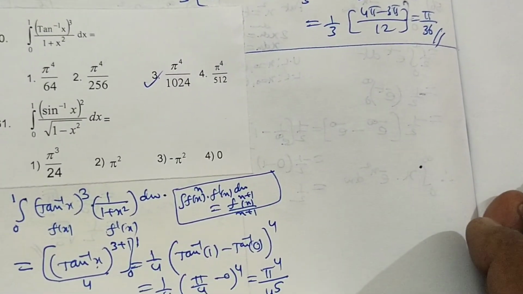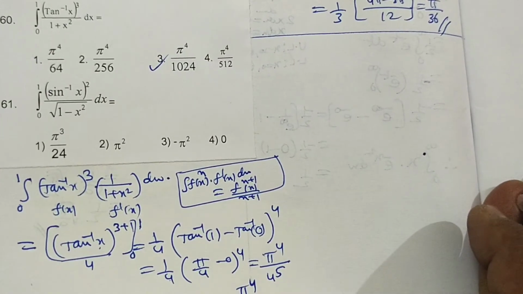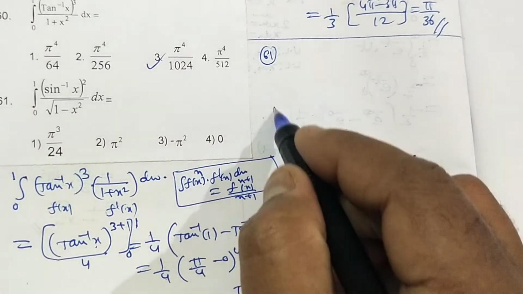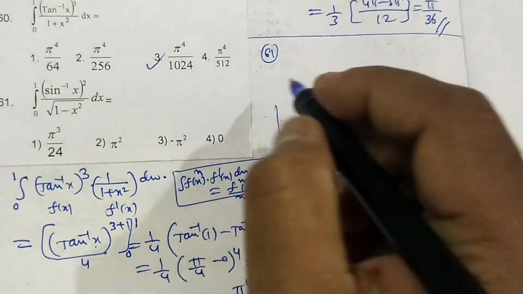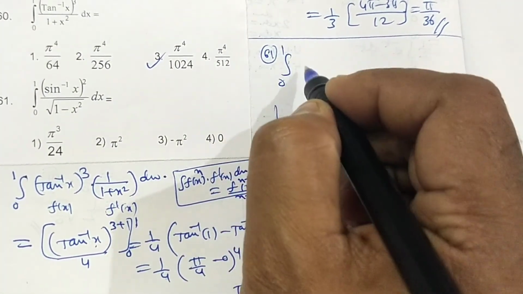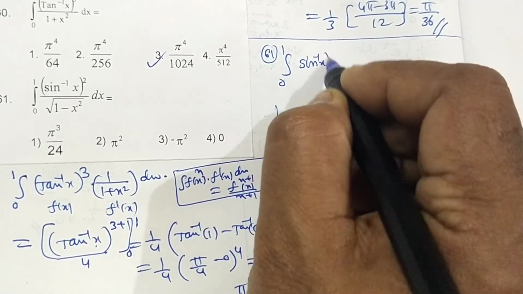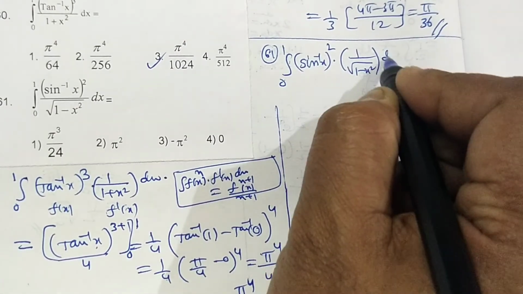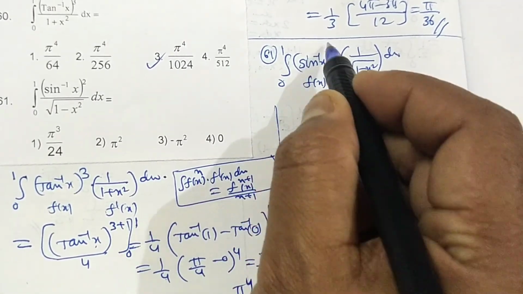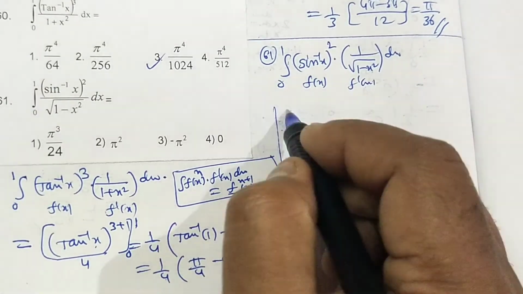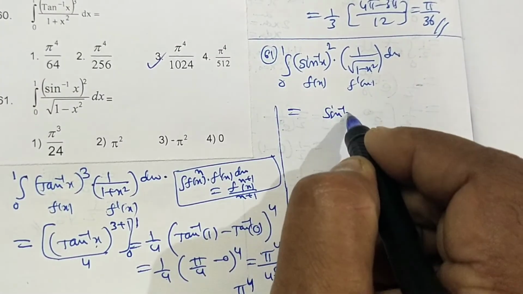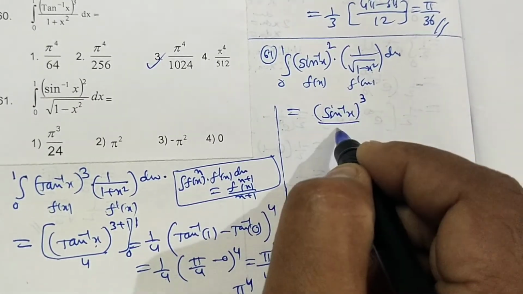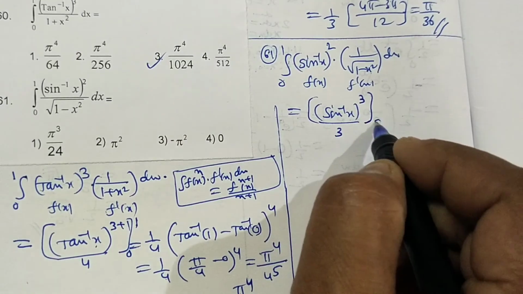Similarly, you can move to question number 61. Same procedure here also. Question number 61 here. Integral 0 to 1 sin inverse x whole square into 1 by root of 1 minus x square, whose derivative is here, into dx. F of x whole power n into f dash of x into dx. So sin inverse x whole power n plus 1, n is equal to 2, 2 plus 1 is 3 by 3. Applying the limits 0 to 1.